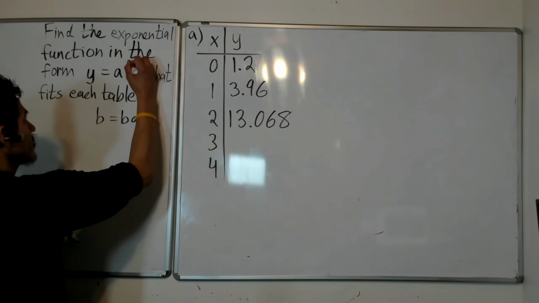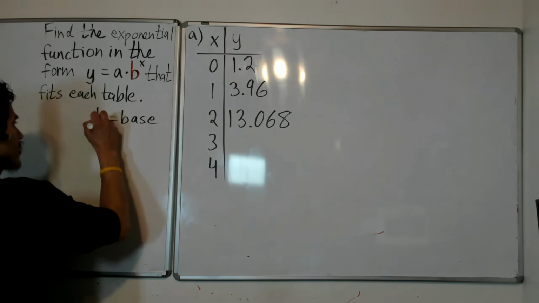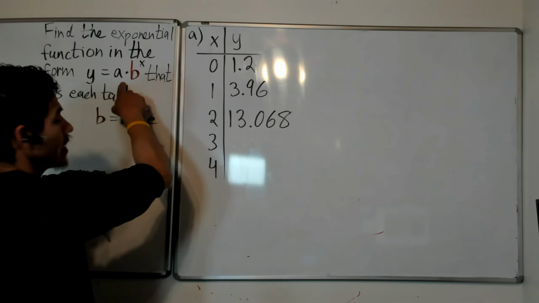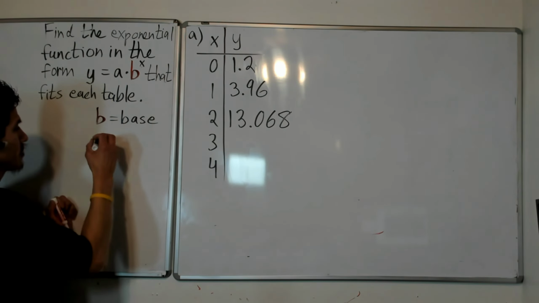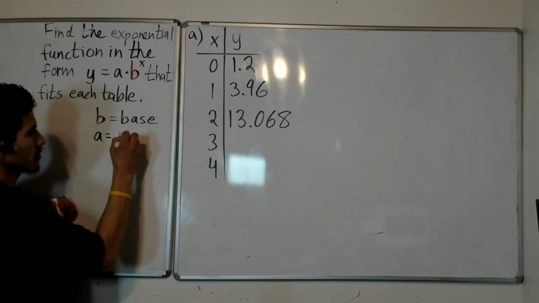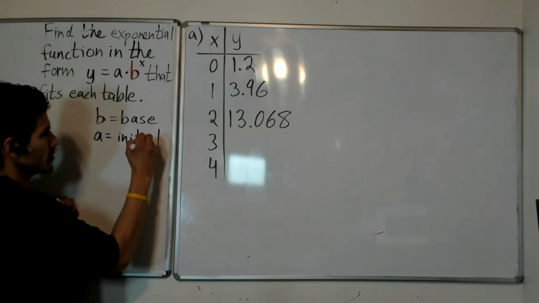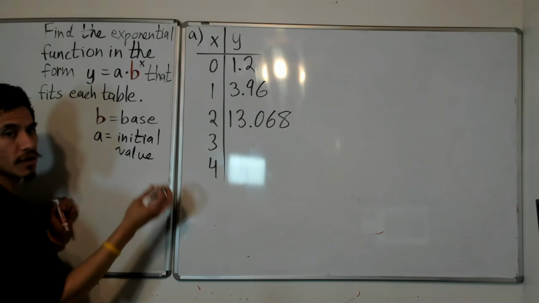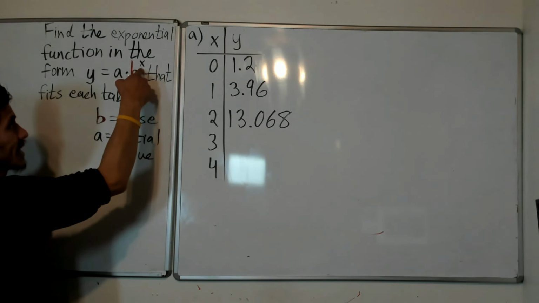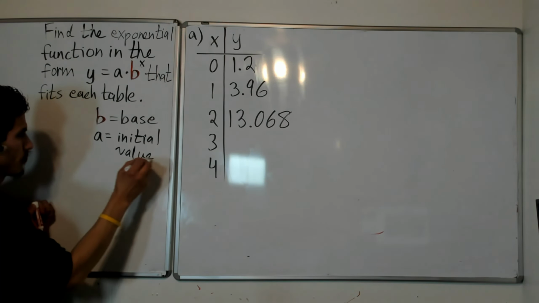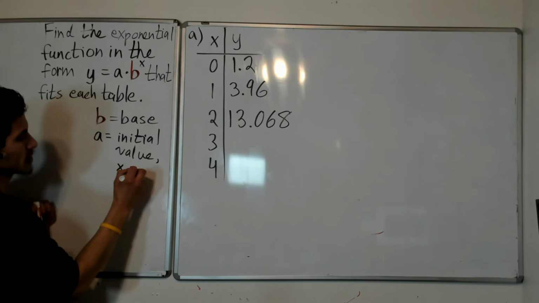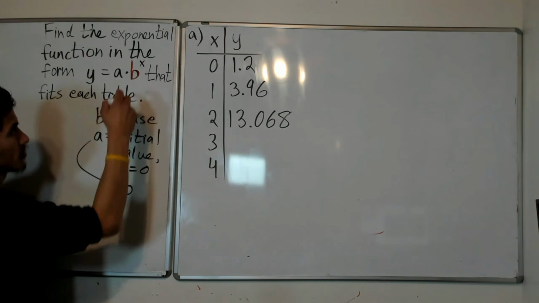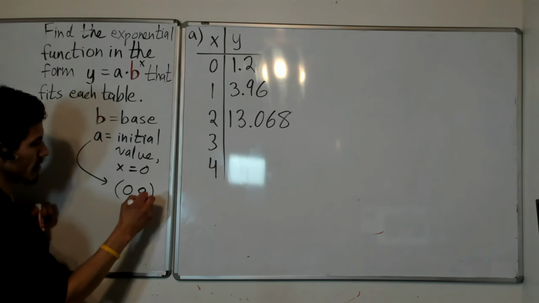And then a is the initial value, or you can think of it as the starting value, the beginning value, or the value in this case when x equals 0. So when x equals 0, the graph of this is going to go through the point 0 comma a.